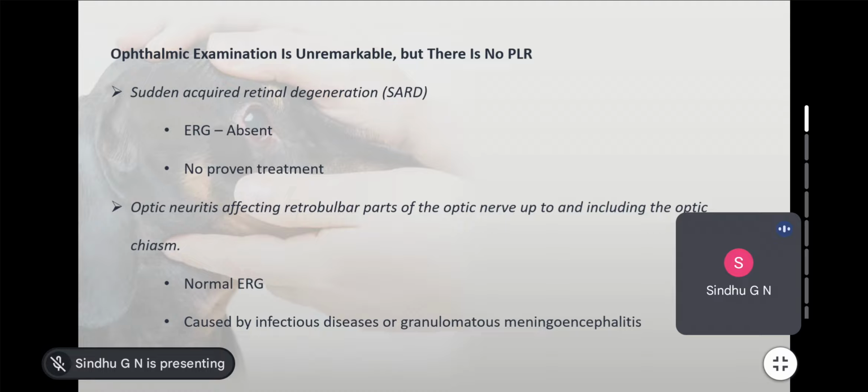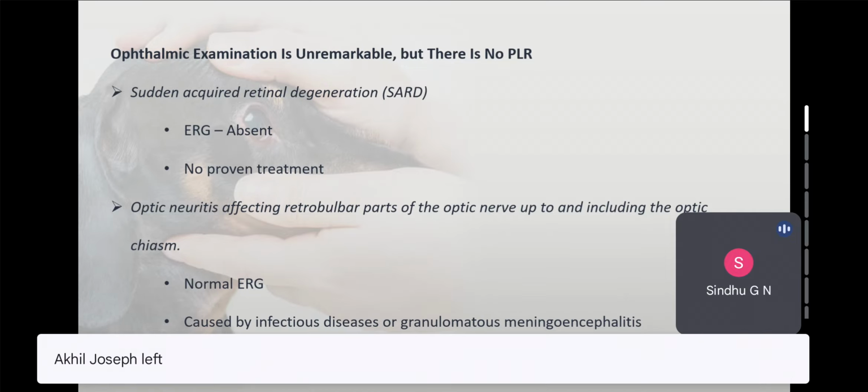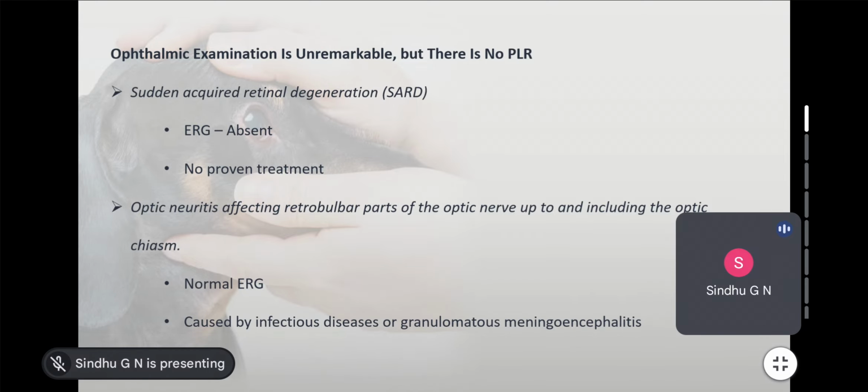So to differentiate these two, we have to go for an electroretinography. In SARD, the electroretinography will be absent and there is no treatment. But in optic neuritis, especially in early stages, there can be a normal electroretinography and it can be caused by infectious diseases or granulomatous meningoencephalitis, and there is treatment for it. If we intervene in the early stage, we can save vision. So in this situation, electroretinography is very important.